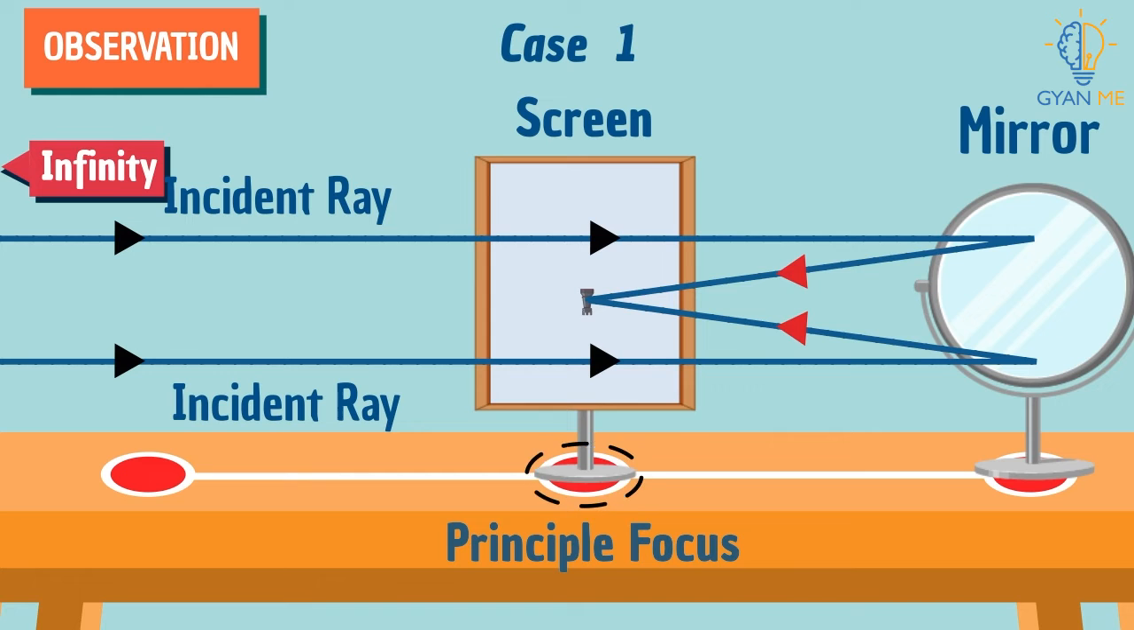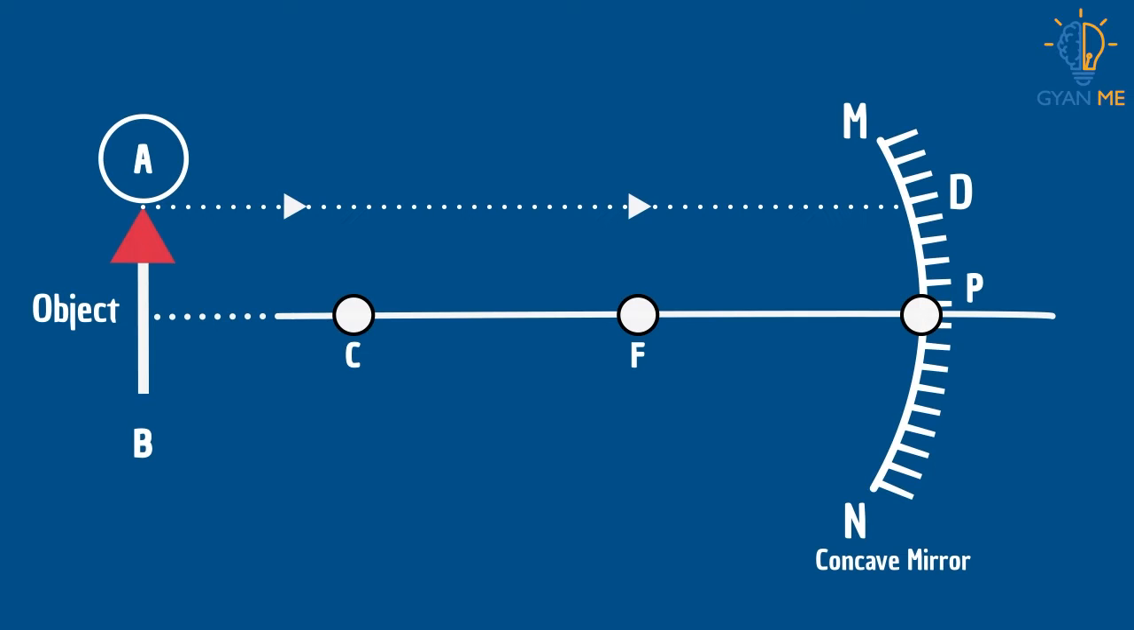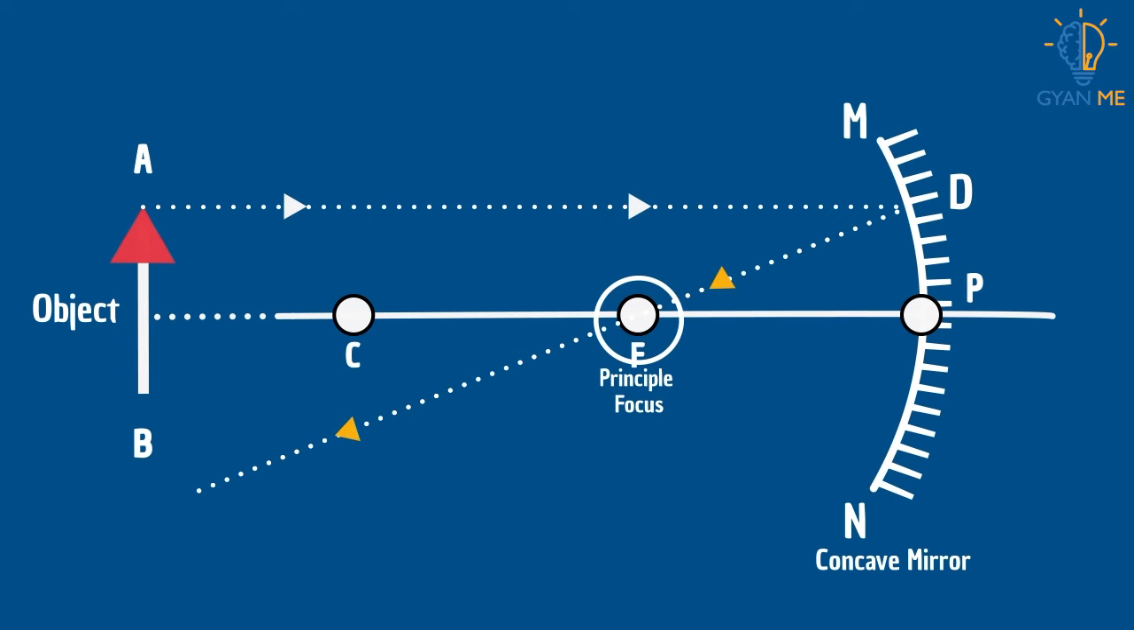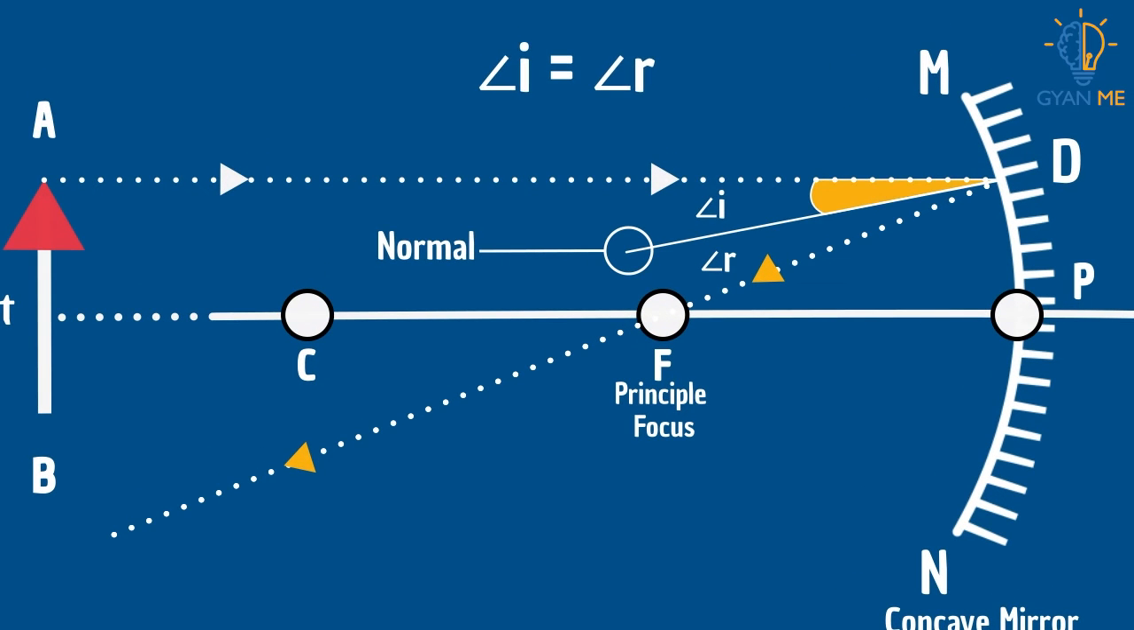Yes. Let us represent this with the help of a ray diagram. Consider an object AB placed at a very far distance from the concave mirror MN. Now the incident ray AD, starting from A, parallel to the principal axis, after reflection passes through the principal focus, as per our rule of representing ray diagrams. The path it follows is DF. This is according to our laws of reflection. Angle of incidence should be the same as angle of reflection.